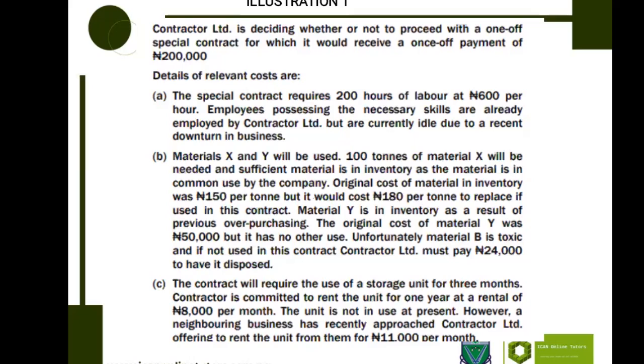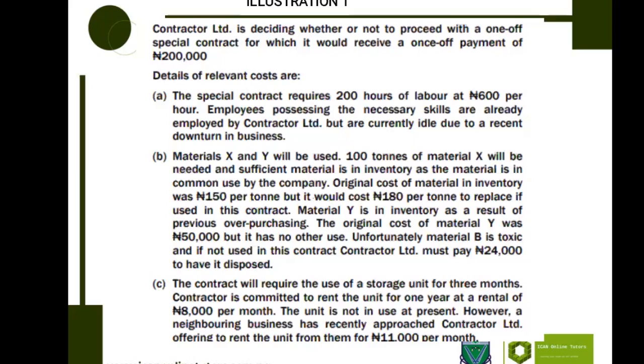And for material Y, the relevant cost here is the cost saving from material Y. So the relevant cost saving is for them not to pay the 24,000 naira cost of disposal. Since material Y has no other use and already exists in inventory, we will make use of it.